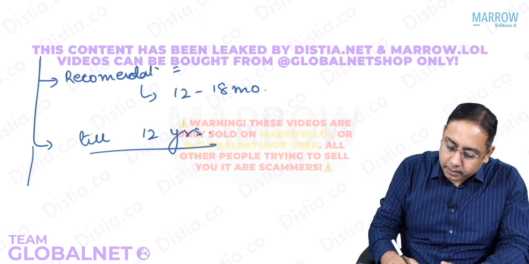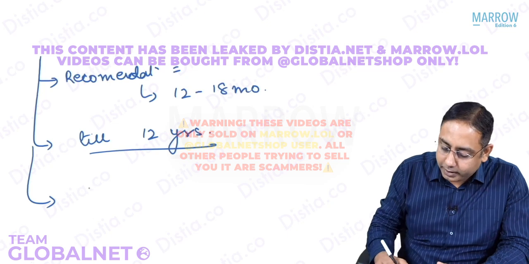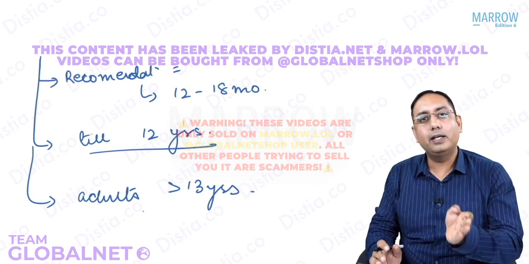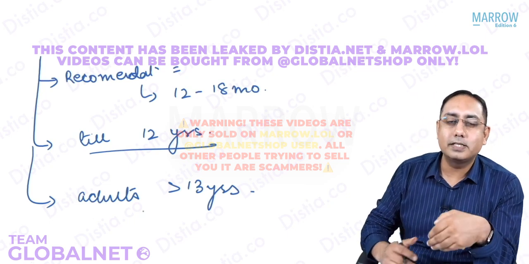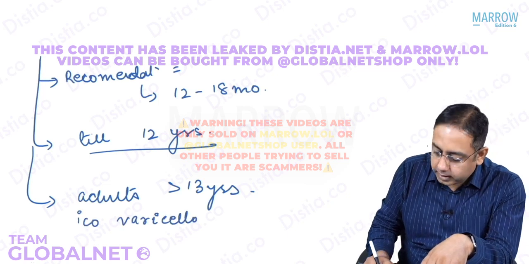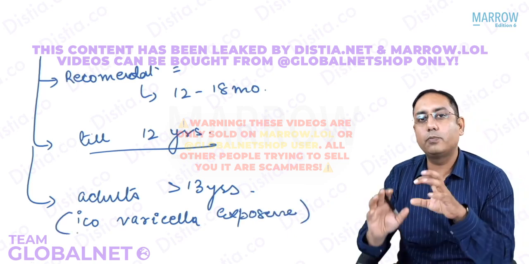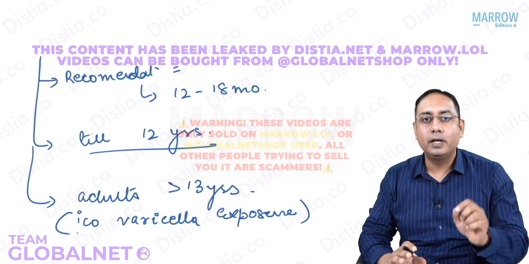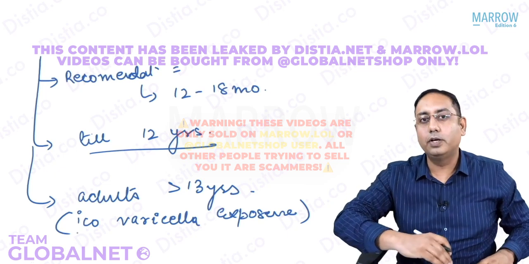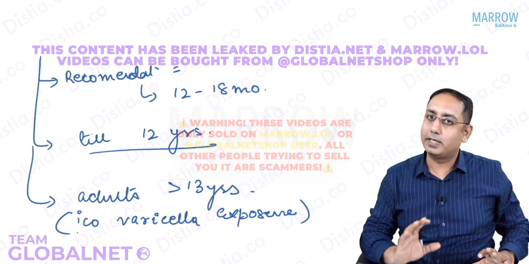Third point: this varicella vaccine is recommended to be taken by adults also, that is age more than 13 years, in case there is a varicella exposure. I'm going to talk about it in more detail, but for now just understand the recommended age for varicella. It is 12 to 18 months. It can be given to age less than 12 years, and it should be given to age more than 13 years in case there is a risk of varicella exposure.